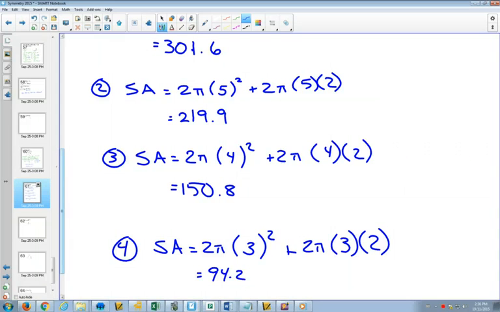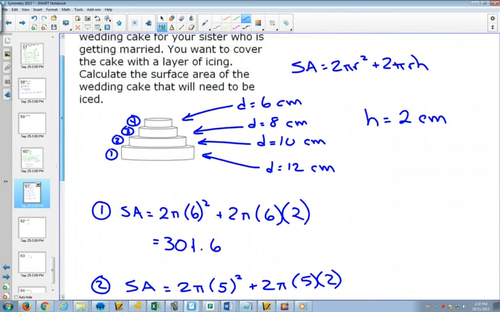So I rounded to 1 decimal place for each of them. So now that would be the surface area if you iced the whole thing, the top, the bottom, and the side. So now let's talk about what actually gets iced here. Okay? We want to calculate the surface area that's going to be iced. Do we ice the bottom? Do you ever take a cake and quickly put icing on the bottom and then put it down?